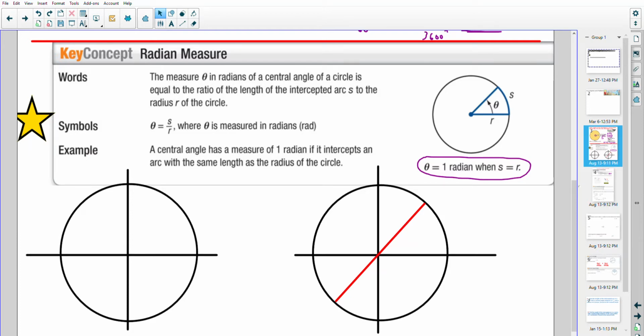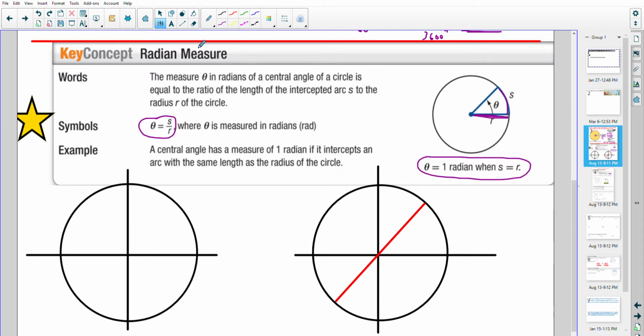Radian measure is extremely important in trigonometry, and a lot of students fail to remember what the definition of the radian is. The definition is right here, where your theta in radians is equal to the arc length, which is S, divided by the radius, which is R. So if the arc length and the radius were equal, then S divided by R would be 1, and your radian measure would equal 1 unit.